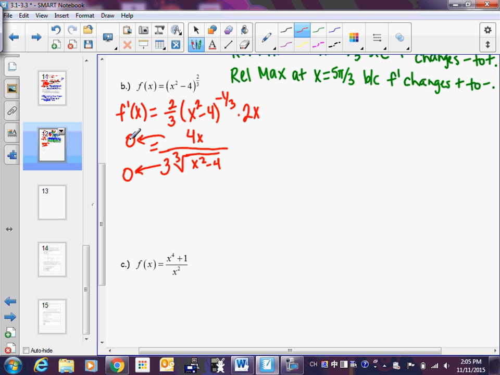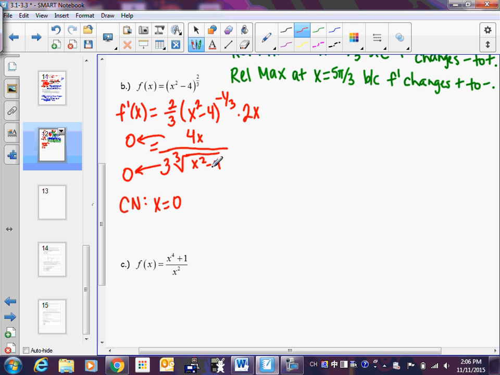So instead of making this a big algebra mess, let's just think logically. What x value makes the top 0? X equals what? 0. You don't need to solve a lengthy equation to figure that out, if you've rewritten it this way. It wasn't as obvious at the beginning.